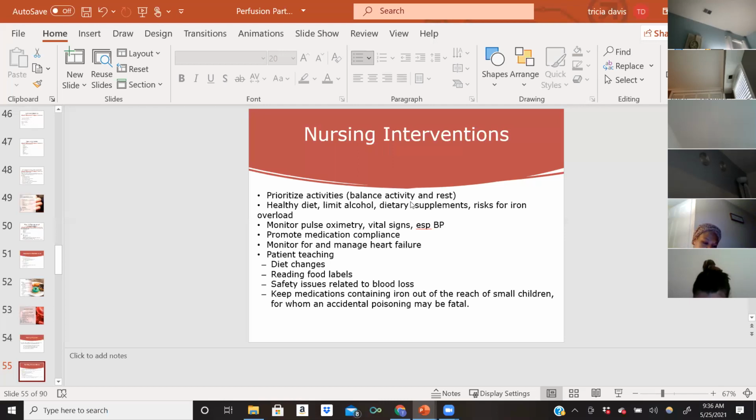So we're going to encourage those diet changes and talk about all the foods that are rich in iron. We want to encourage our patients to be able to read their food labels. We want to talk about safety issues related to blood loss. So if they've had any kind of recent surgeries, maybe they're a high fall risk now, standing up, getting dizzy, making sure they sit at the end of the bed before they stand. We want to keep medications that contain iron out of the reach of small children because if they accidentally ingest it, it can actually be fatal.